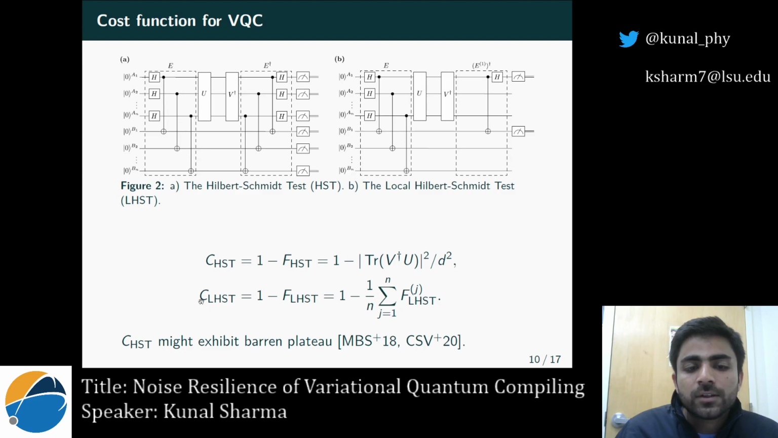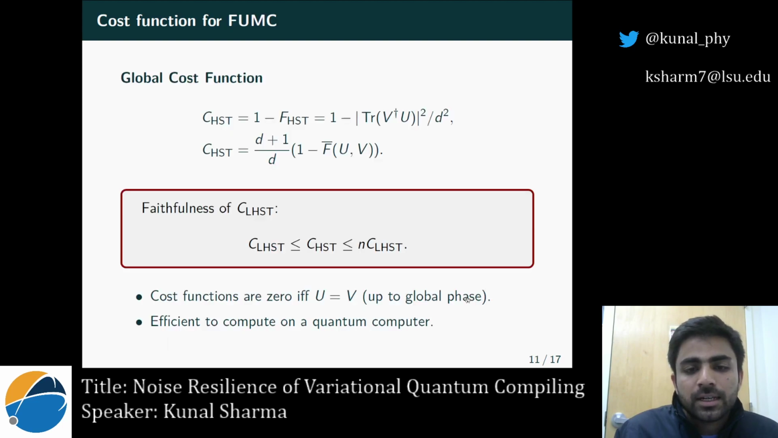So that's why we also define a local Hilbert-Schmidt test, where instead of measuring all of them, we just measure 2 of them at a time. And why are these cost functions relevant? Well, because these cost functions have operational meaning. For example, the global cost function is related with average fidelity. So which means if the global cost function goes to 0, then the average fidelity goes to 1.